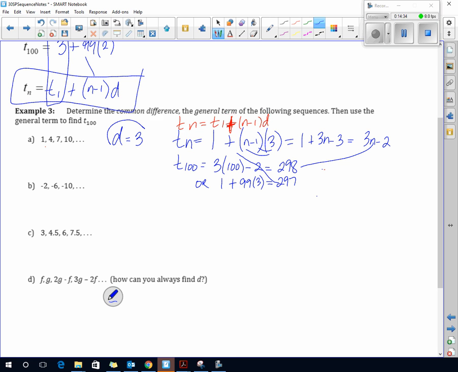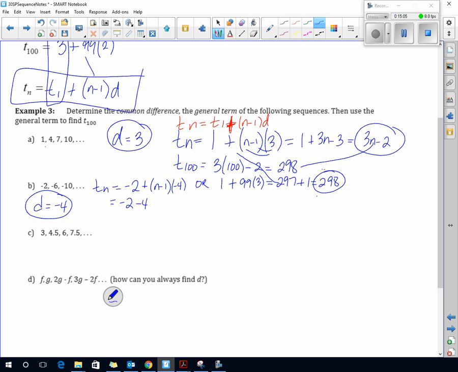Okay, so what's the common difference here? You're subtracting 4, right? So minus 4 is the common difference. So Tn equals the first term, which is negative 2, plus (n minus 1) times negative 4. So if I simplify that, I get negative 2 minus 4n plus 4, so I get negative 4n plus 2. Did you get that for your general term, minus 4n plus 2? So then term 100 would be minus 400 plus 2, so negative 398. Yes?